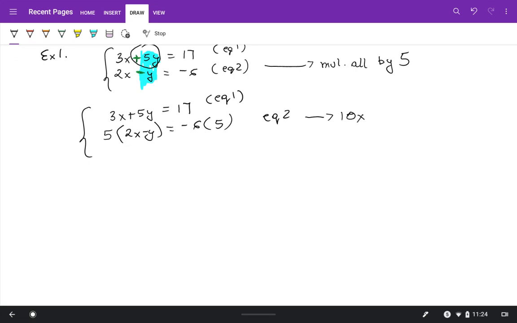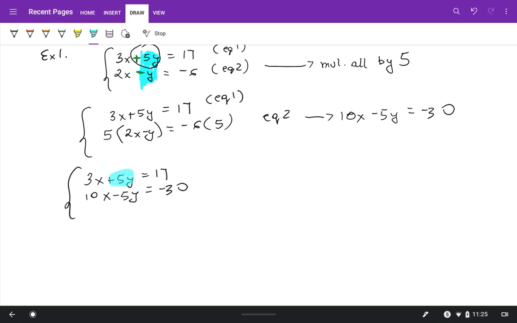10x minus 5y equal negative 30. So let me rewrite them. Equation 1 is 3x plus 5y equals 17. Equation 2 is 10x minus 5y equal negative 30. So when we multiply equation 2 by 5, look what happened.